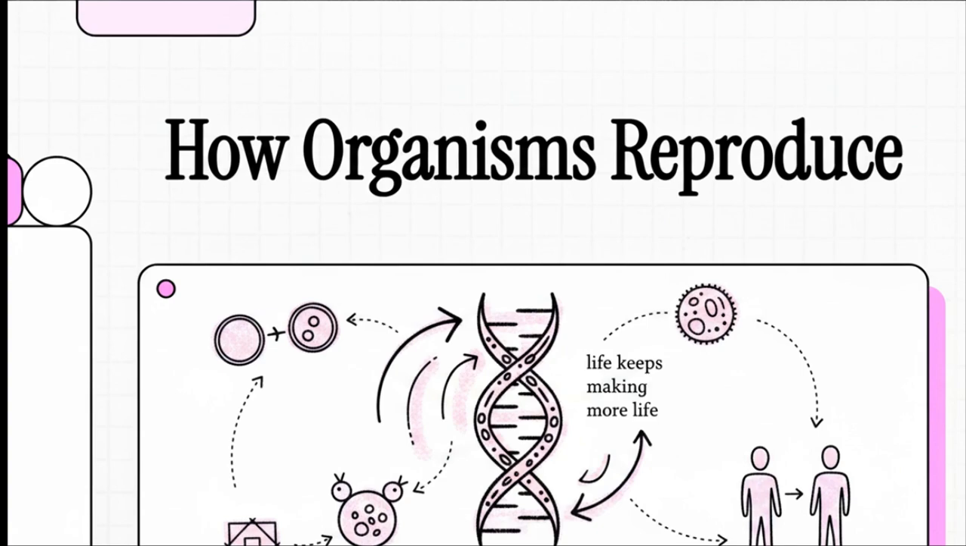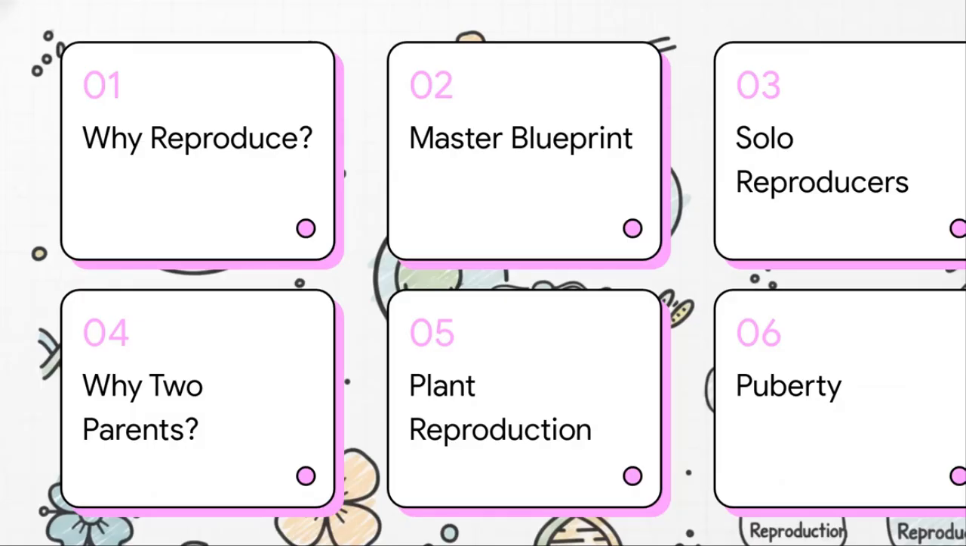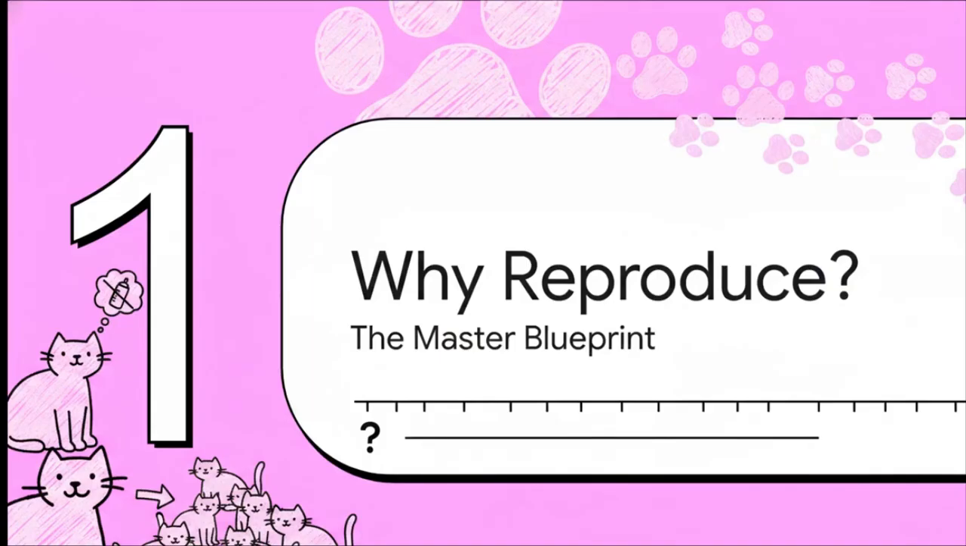Let's get into it. Here is our roadmap for today, just 6 quick checkpoints. We'll start with why reproduce and the master blueprint, then look at the solo reproducers, figure out why 2 parents, decode plant reproduction, and finally talk about puberty. Let's move. Section 1, why reproduce and the master blueprint.